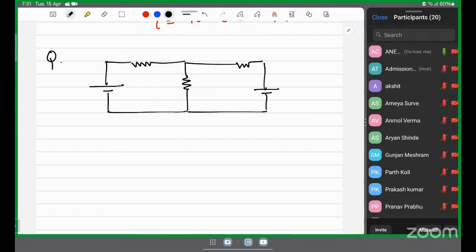If we have a resistor in such a way, let's say this is 1 ohm, this is also 1 ohm, this is also 1 ohm.